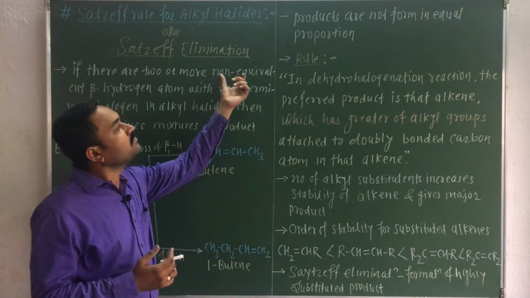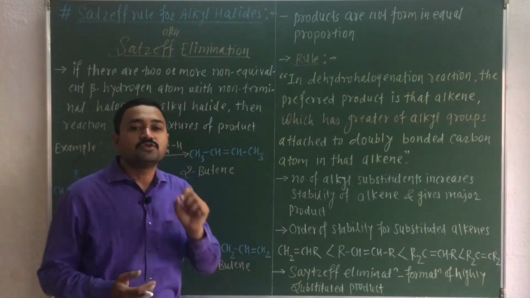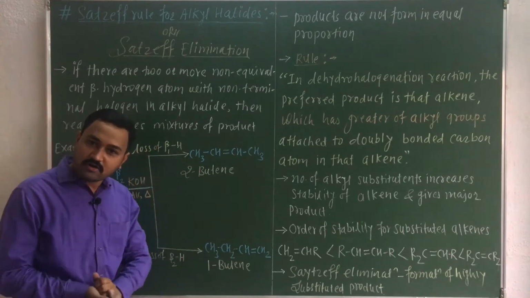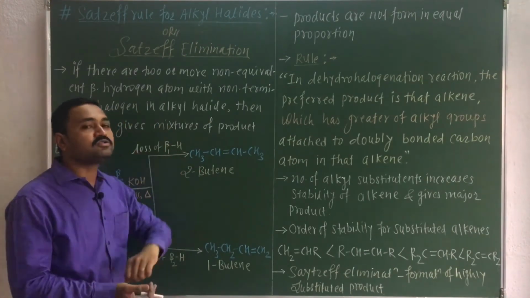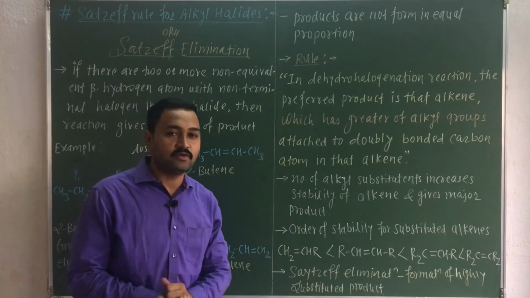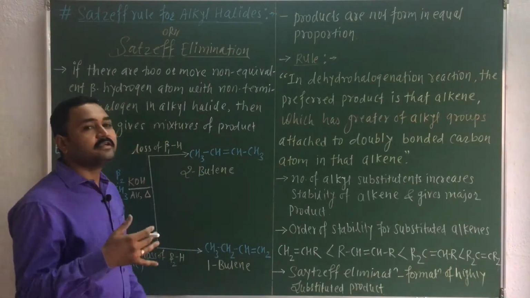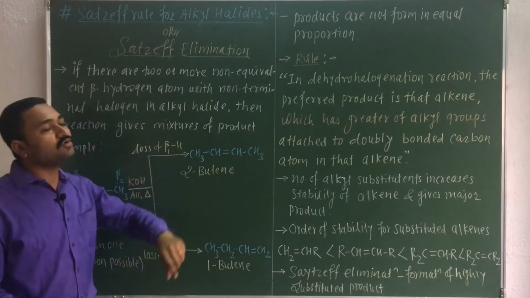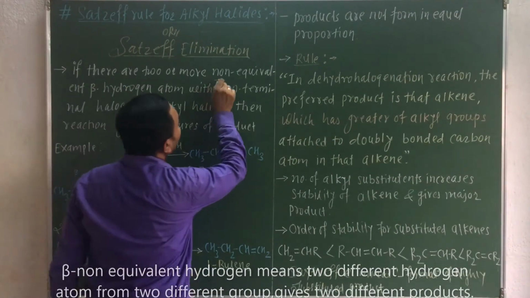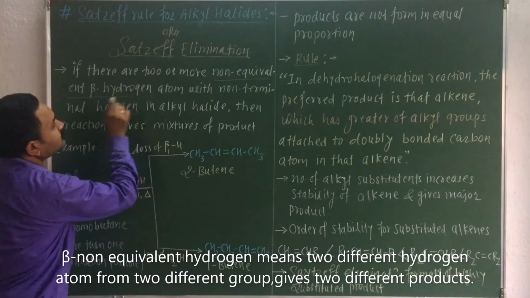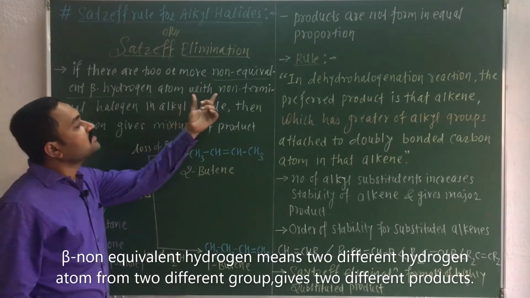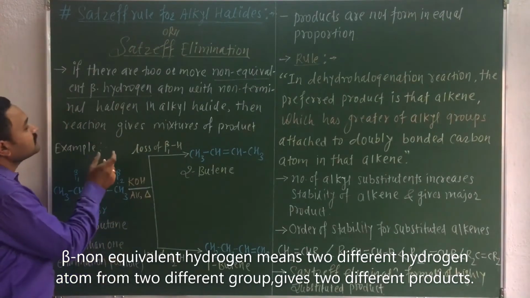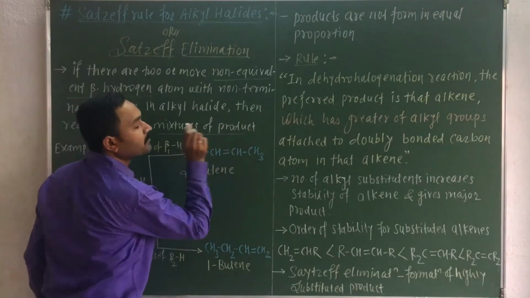Now the Saytzeff rule is related to molecules in which the halogen atom is non-terminal and the beta hydrogen atoms are non-equivalent. Let us consider what the Saytzeff rule is exactly. Remember, if there are two or more non-equivalent beta hydrogen atoms with a non-terminal halogen in an alkyl halide, then the reaction gives a mixture of products.